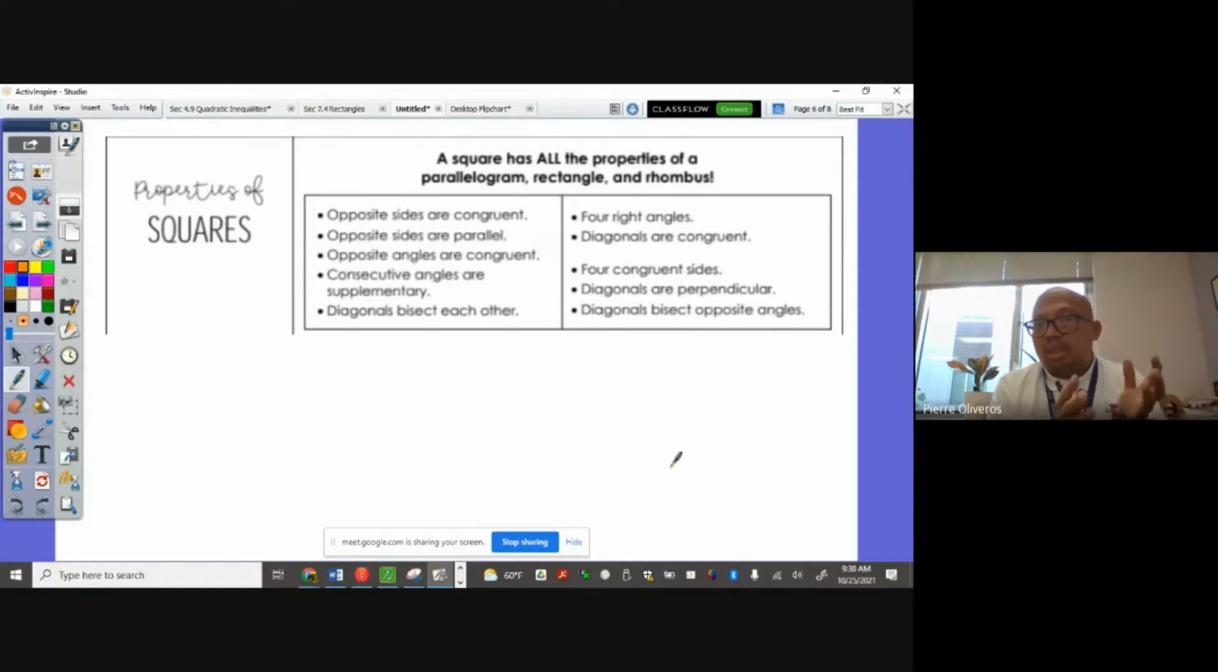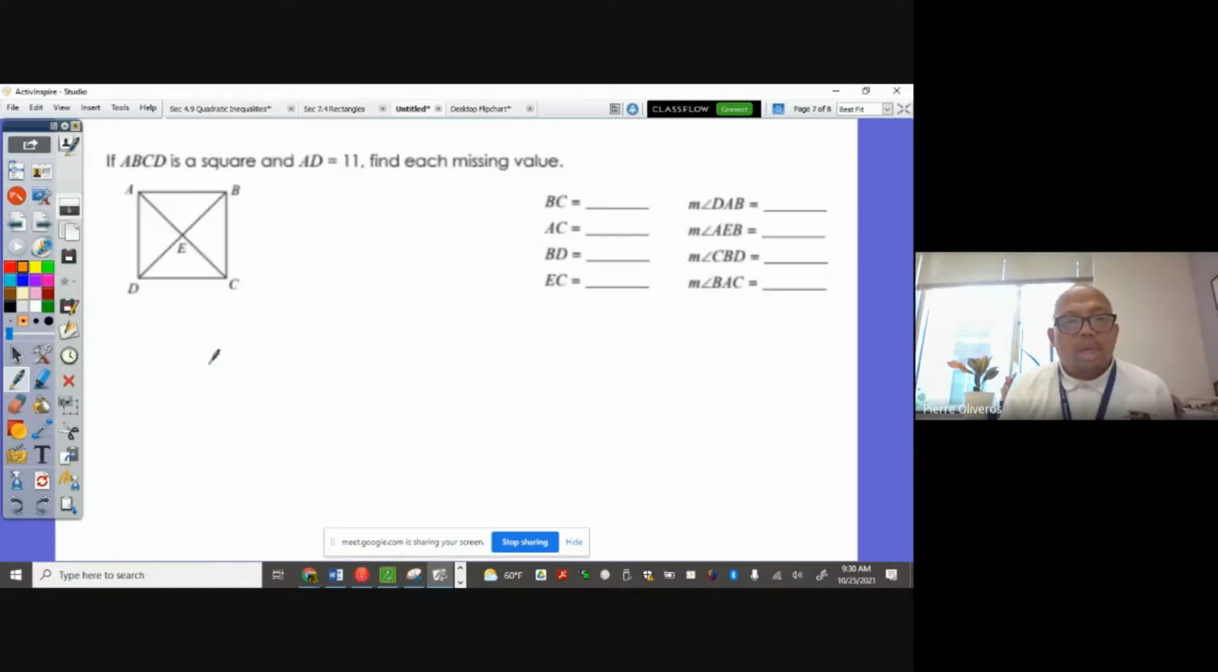So what does the square get from rectangle and rhombus? Four right angles, diagonals are congruent. That is from rectangle. And for rhombus, four congruent sides, diagonals are perpendicular, and diagonals bisect the opposite angles. Okay, so let's go ahead now here.